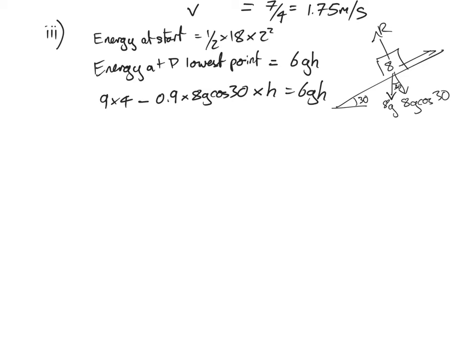So 36 equals, let's do 6 times 9.8 plus 0.9 times 8 times 9.8 cos 30.